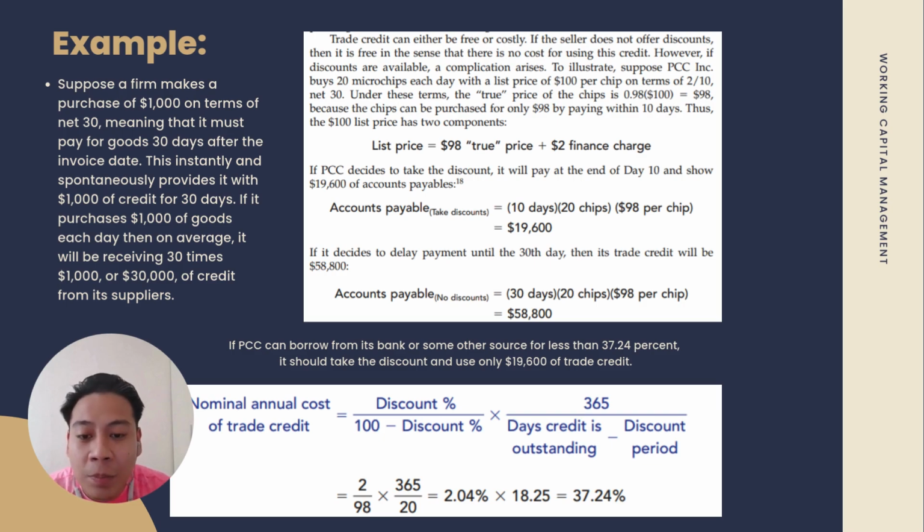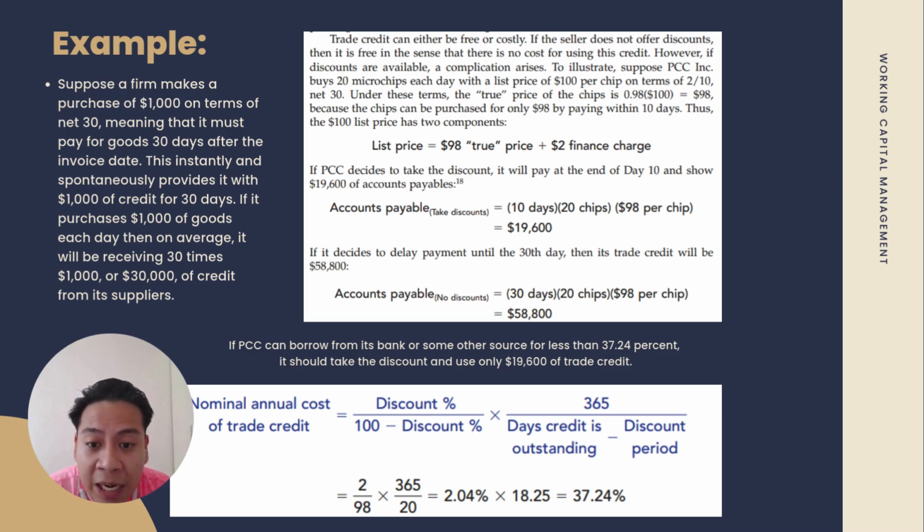By not taking discounts, PCC can gain an additional $39,200 in credit, but it comes at a cost since they forfeit those discounts. PCC needs to consider whether it can obtain this amount more cheaply from other sources like a bank. Now, if PCC can borrow from its bank or some other sources for less than 37.24%, it should take the discounts and use only $19,600 of trade credit. So where did we get this 37.24%?